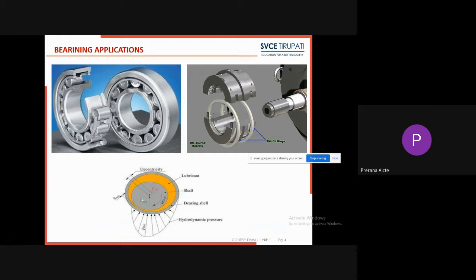In a journal bearing, we have a few components, like hydrodynamic pressure, the bearing and the journal. The outside fixed component is called the bearing. The inside component, the supporting member, is called the journal. Between the journal and the bearing there is a gap, which is called the clearance. In that gap, we supply lubrication oil. Based on the rotation of the journal, hydrodynamic pressure is created around the circumference of the journal or bearing surface.